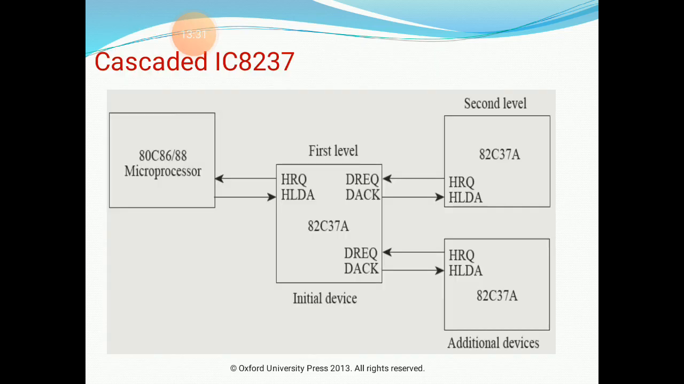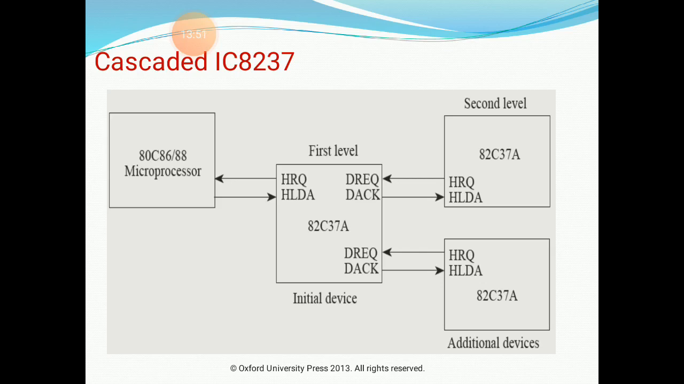This is the cascade connection, that is, the two level connection. One DMA IC 8237 is connected to the microprocessor. Such a device is called a master device. An 8237 connected to another 8237 is called a slave device.